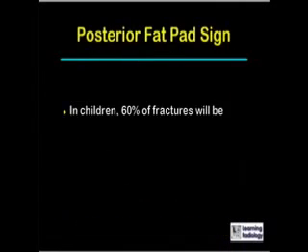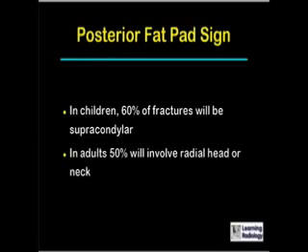In children, about 60% of fractures around the elbow are going to be supracondylar fractures. So that's the area that you should look at really carefully. In adults, about 50% of fractures around the elbow are fractures of the radial head or neck. So you should re-examine them several times when you look at an elbow x-ray.